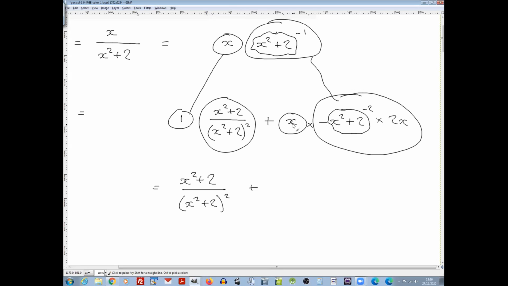This bit here, what's a way of rewriting minus blob to the power of -2? 1 over minus x squared plus 2 all squared. Yeah. So absolutely, something over x squared plus 2 all squared. So it would be like that much there is just -1 over that, isn't it? Oh, so could you write 2x squared over that? Yeah.